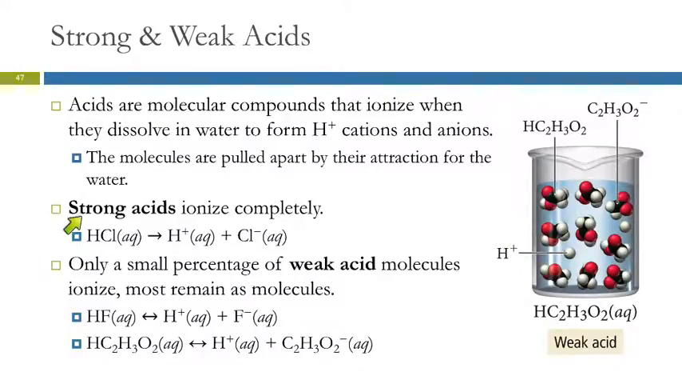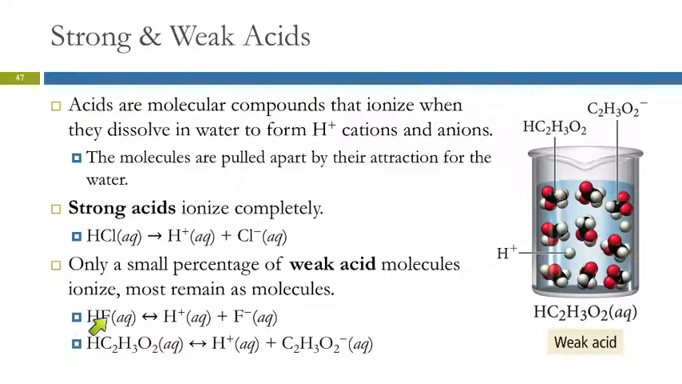Strong acids will ionize completely. So in the video, he put a little bit of HCl in the water and the light bulb lit up very well. That's because when you put HCl into water, it separates completely into hydrogen and chloride ions. There are no molecules left. But with a weak acid, only a small percentage of them ionize. So things like HF, hydrofluoric acid, and acetic acid are weak acids.